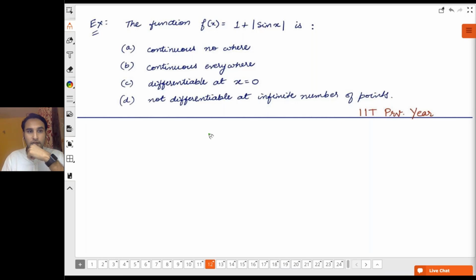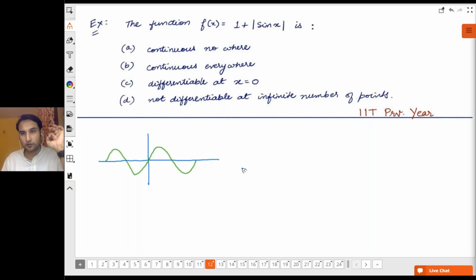Did you read it? The graph of sin x everyone knows, right? All of you know the graph of sin x? This is the graph of sin x. The question is verbal. The hint is the question is verbal, if you can visualize it graphically.